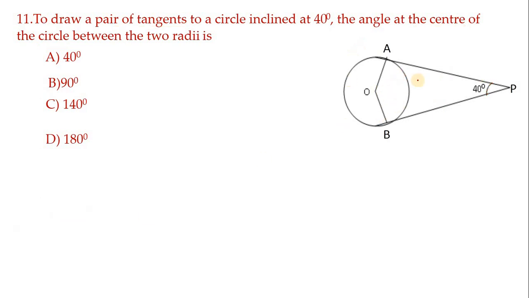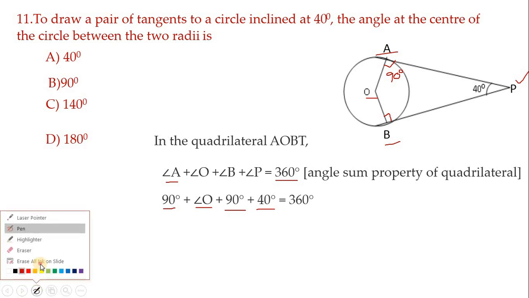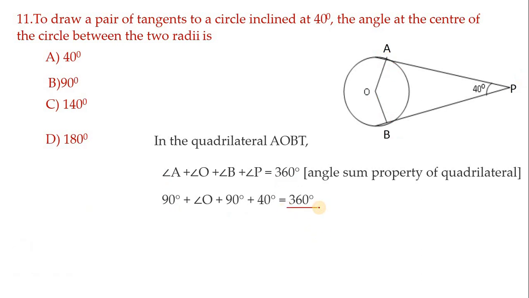For that, as you look at this figure, AOBP is a quadrilateral. In a quadrilateral, the sum of the four angles is 360 degrees. Now substitute the values. This angle will be 90 degrees, children, because a tangent drawn at the point of contact is perpendicular to the radius, and this angle is also 90 degrees, meaning A and B will be 90 degrees. So A is 90 degrees, O we have to find, write it as it is. B is also 90 degrees, P they have given as 40 degrees, which all equals 360 degrees.